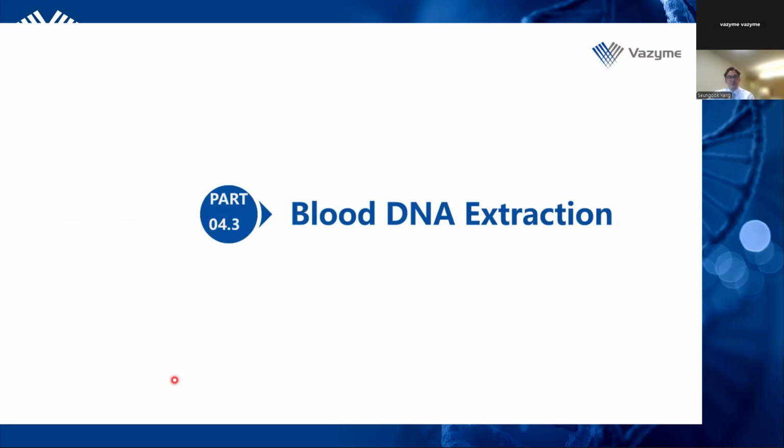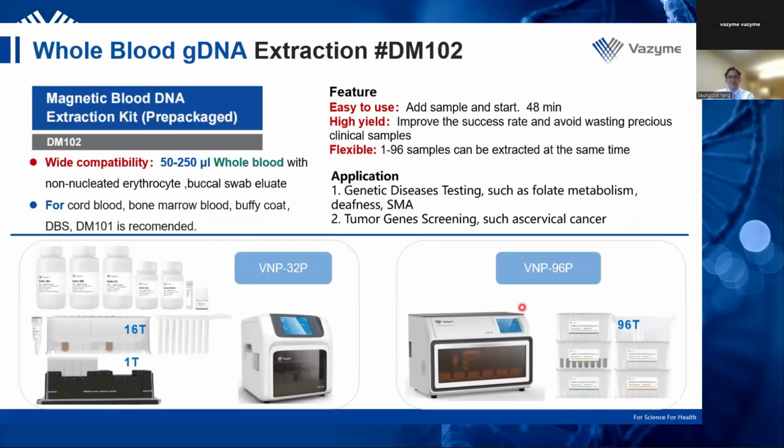So here we'll look at the solutions for blood DNA extraction from the blood samples. The kit, which is a DM102, is designed for fast and efficient extraction of genomic DNA from whole blood. It works with sample volumes ranging from 50 to 200 microliters, and it's also compatible with swab eluates and samples containing non-nucleated erythrocytes.